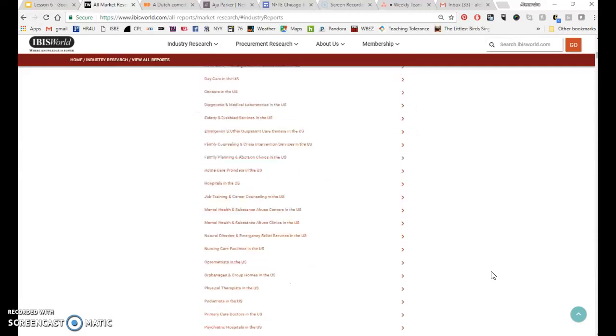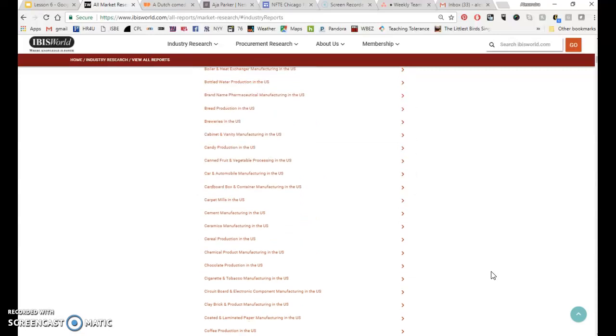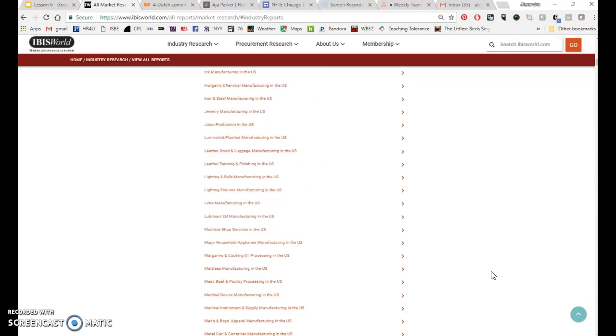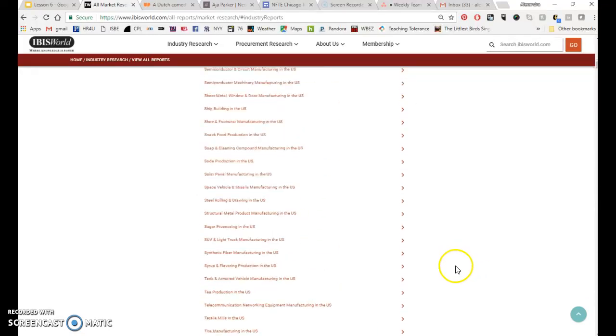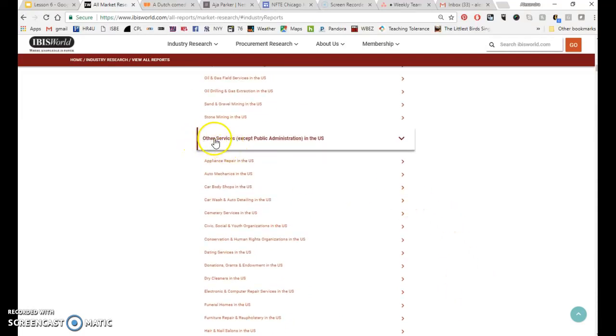So I'm going to scroll real fast because all the way down at the bottom, in a category that I didn't really think fit for NIFTY when I looked at our initial list, but once I see the subcategories, I realize, in these other services, right, that's not very descriptive. But then we see social and youth organizations, which definitely fills some of the criteria of NIFTY's work. So I might want to check that one out as well.